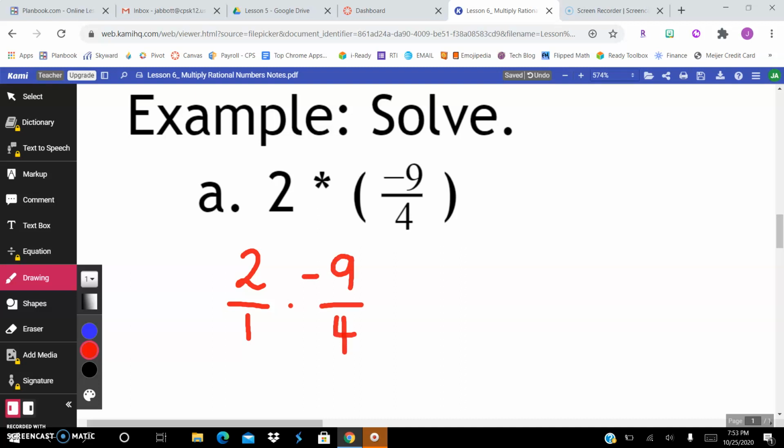9/4. Now, you can reduce one of 2 ways. You can reduce before you multiply, or you can reduce after you multiply. I highly suggest reducing before you multiply when you're working with fractions, because it leaves you with smaller numbers in the end, and they're easier to work with.